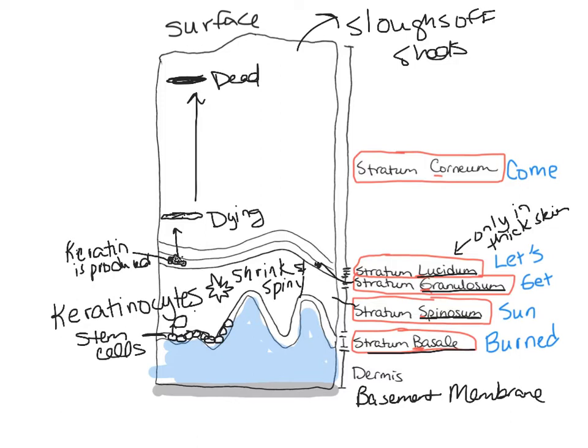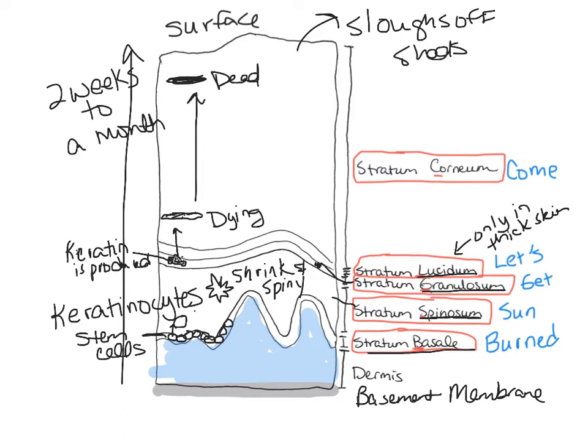Okay, now some other considerations are, we want to talk about perspiration, and actually I'm going to leave perspiration until we get to the other accessory structures of the dermis. But I should say, it takes anywhere from 15 days to a month for that cell to move from the basal layer all the way up. It takes anywhere from 2 weeks to a month for those cells to move on up.